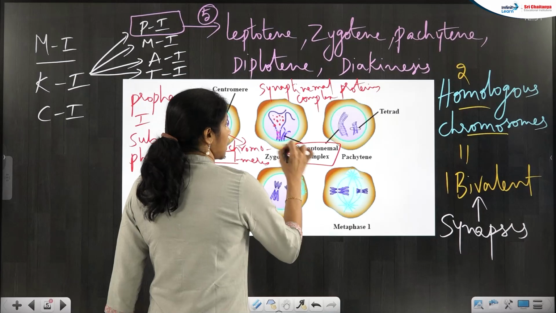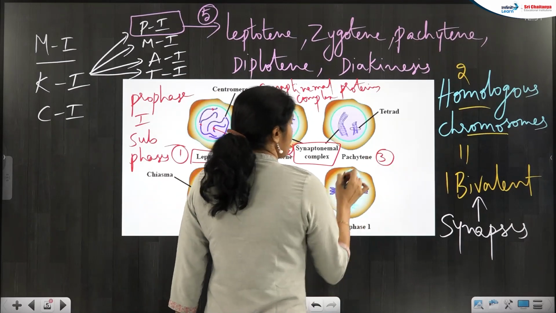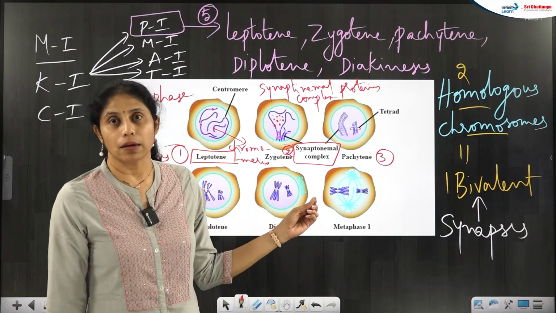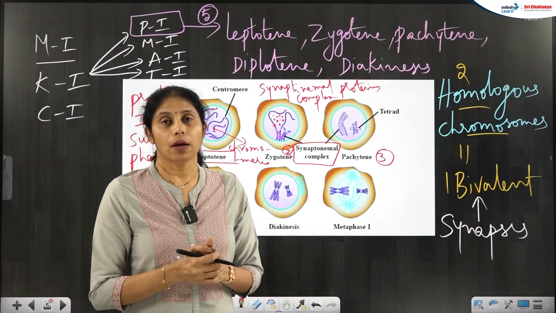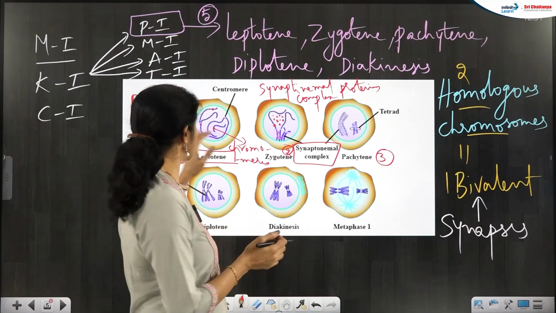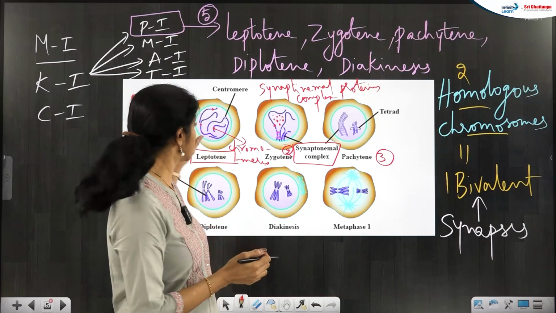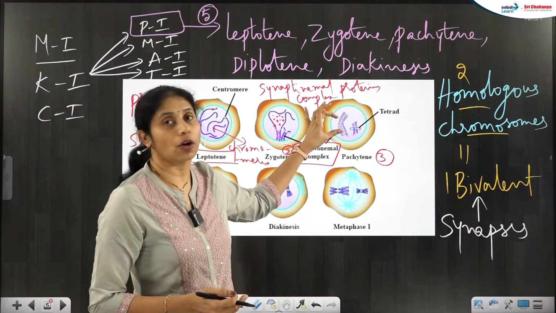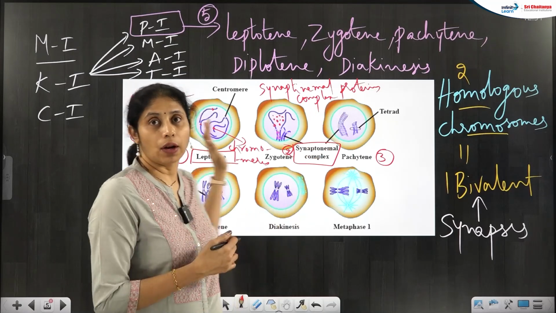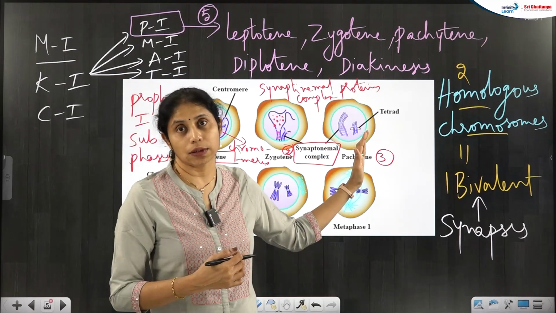This is the second stage, zygote, and the third stage is the pachytene. In pachytene, each chromosome will be further condensed, because condensation started in the leptotene. You can see here they were elongated and thread-like; here condensation is continued and they are becoming short. Condensation started already in the leptotene and they are becoming condensed.